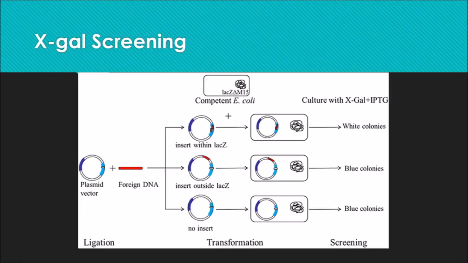IPTG is used along with X-gal for blue-white screening. IPTG is a non-metabolizable analog of galactose that induces the expression of the lacZ gene. It should be noted that IPTG is not a substrate for beta-galactosidase, but only an inducer. For visual screening purposes, a chromogenic substrate like X-gal is required.